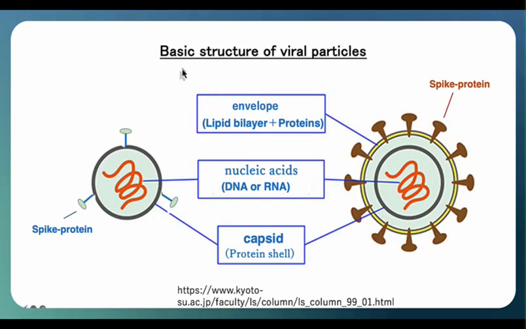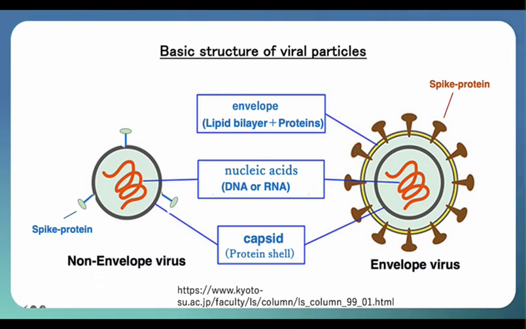Here is the basic structure of viruses. First, viruses are classified into two categories. One is the envelope virus, which has an envelope structure consisting of a lipid bilayer at the outermost. Second is the non-envelope virus, which does not have an envelope structure. In the envelope lipid bilayer, various proteins are embedded. The most important of these is a protein called spike protein. Virus uses the spike protein to achieve specific adherence to host cells.